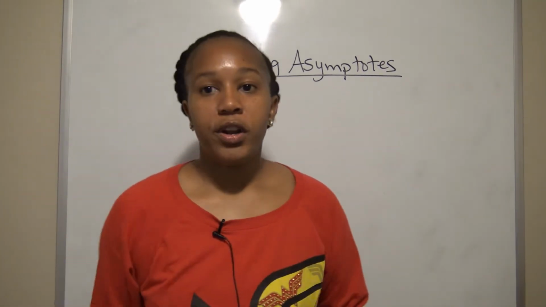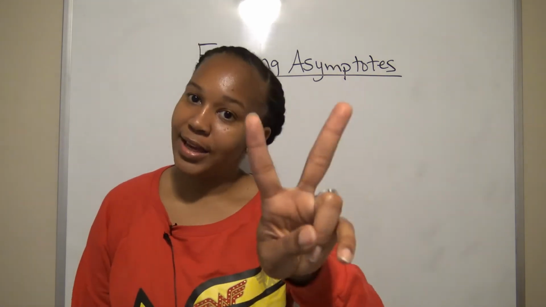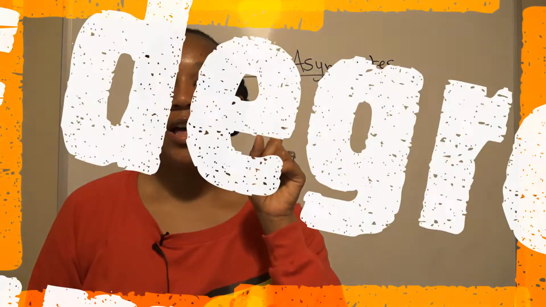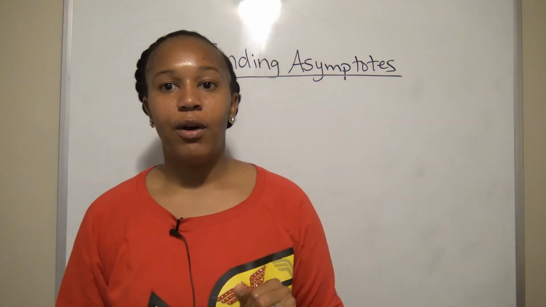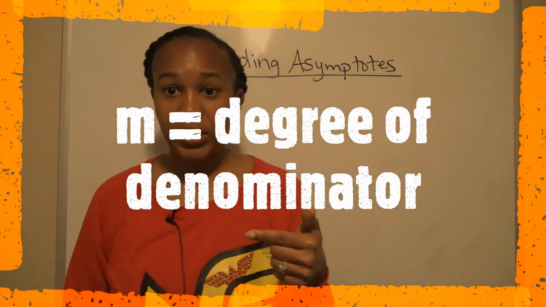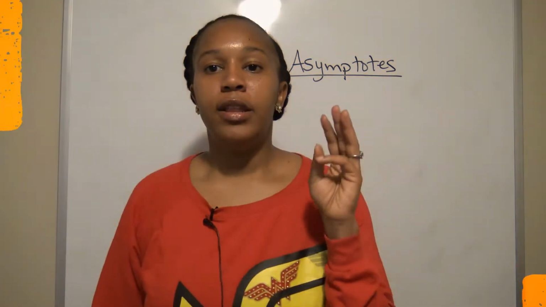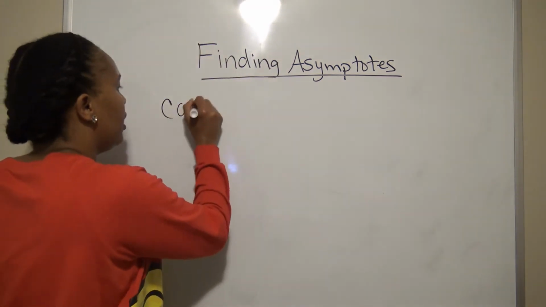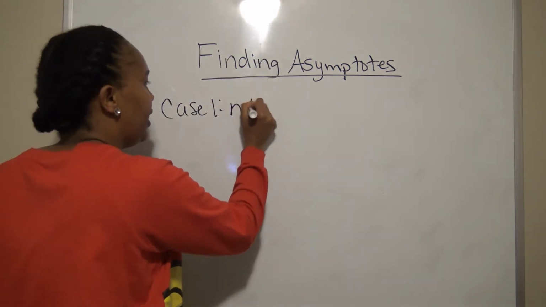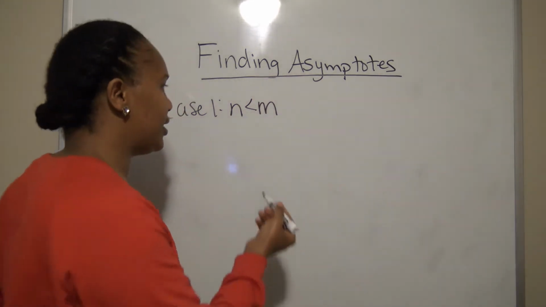In order to find the horizontal and oblique asymptotes, you have to look at two things. The first thing you have to look at is the degree of the numerator, which I'm going to call n in this video, and you also have to look at the degree of the denominator, the fraction on the bottom, and I'm going to call that m in this video. There could be one of three cases that can happen. Case one is the case where n is less than m. That means the degree of the numerator is less than the degree of the denominator.